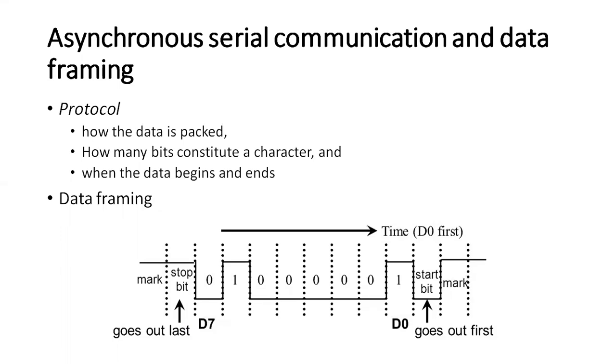These are the rules followed in asynchronous serial communication. The first bit will be the start bit, followed by D0 to D7, 8 bits used for the data, and the 10th bit will be the stop bit. The start bit is always low and the stop bit is always high. So this is the data framing structure, or format, of asynchronous serial communication.